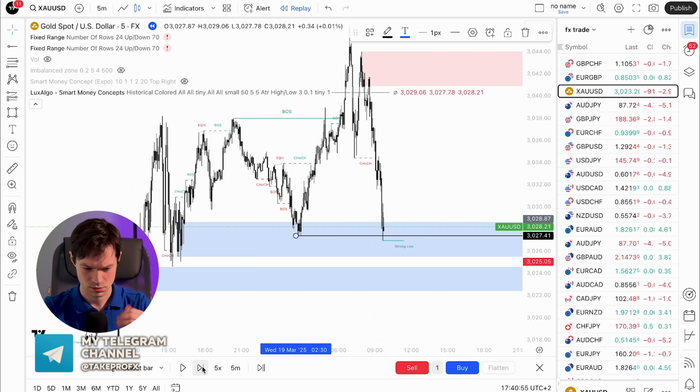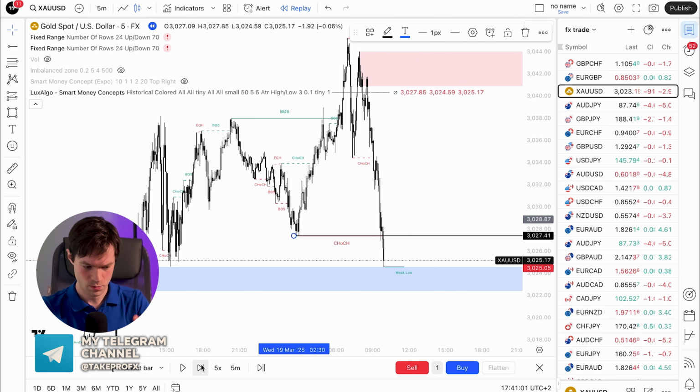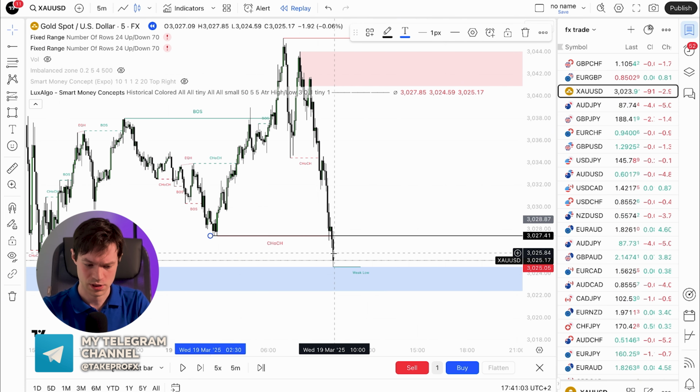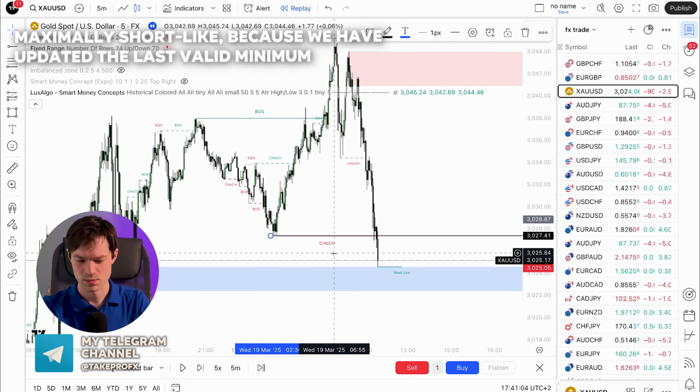I mean this chart at this moment, let's scroll through it a little bit. At this moment this chart looks maximally short-like, just maximally short-like because we have updated the last valid minimum. And now we have the breakdown of structure. The stock market is turning around. Look at what was the uptrend before. Of course, people will be short in here. A huge number of people will be short in here.